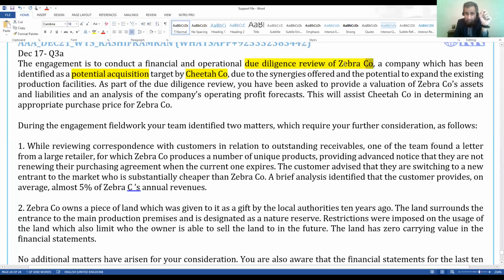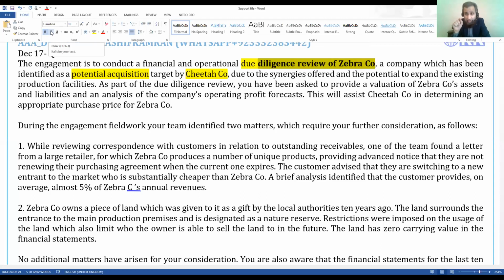What happened to all of you? Look at this line here, a due diligence review of the Zebra Company. Who is hiring the Leopard Company? The buyer. Cheetah is the buyer. And whose diligence are you performing? Seller, Zebra. And to whom should you present the report of diligence? Cheetah, which is the buyer, right? So one is a buyer, one is a seller, and one is the auditor.